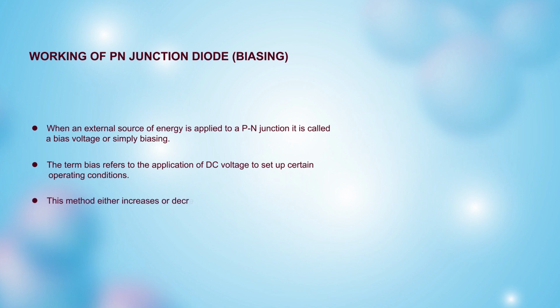This method either increases or decreases the barrier potential of the junction. So, by applying the voltage we can either increase or decrease the barrier potential. As we all know, when the depletion layer is formed, a barrier potential occurs between the two regions, that is P and N. So, that potential can be increased or decreased by applying the external voltage. So, on the basis of that we have two types of biasing, that is forward biasing and reverse biasing.